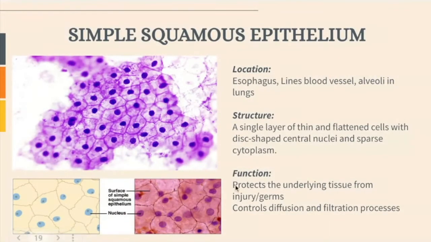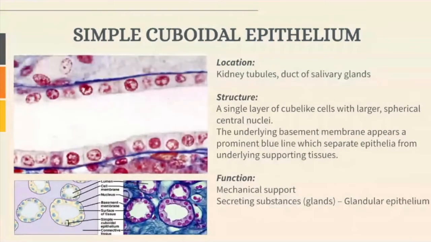The function of squamous epithelium is to protect the underlying tissue from injury and also germs, and also to control diffusion and filtration processes. Next is simple cuboidal epithelium. As the name already represents, it has the shape of a cuboid in simple epithelium. You can see a cuboidal shape here.